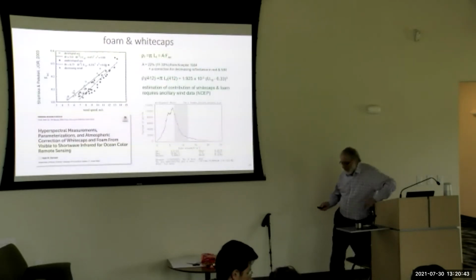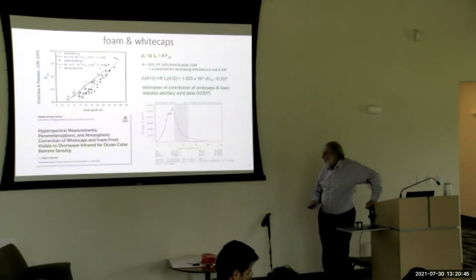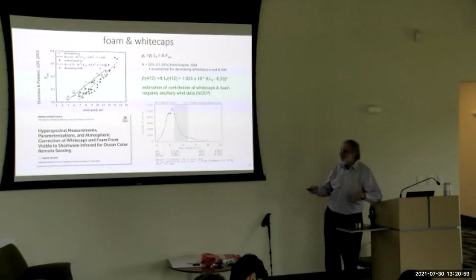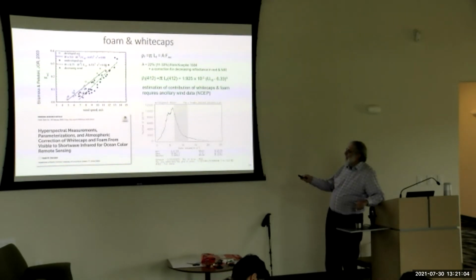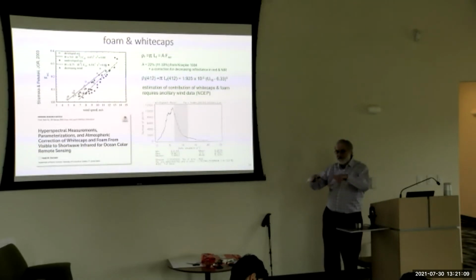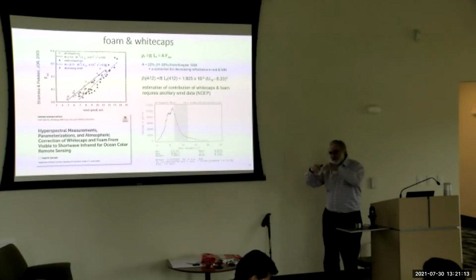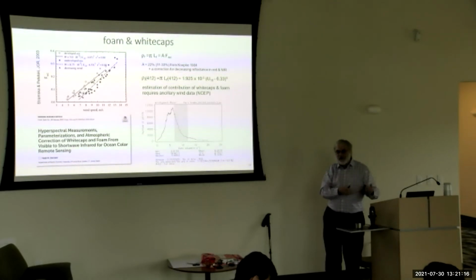And then how about foam and whitecaps? Well, here's some data that shows, as a function of wind speed, the fraction of the water surface that's covered by whitecaps. So below about 5 meters per second wind speed, you don't really have any whitecaps. If you're up at 10 meters per second wind speed, then something like maybe 15 or 20% of the sea surface actually has foam on it, either from a wave that just broke or a wave that broke 5 seconds ago.